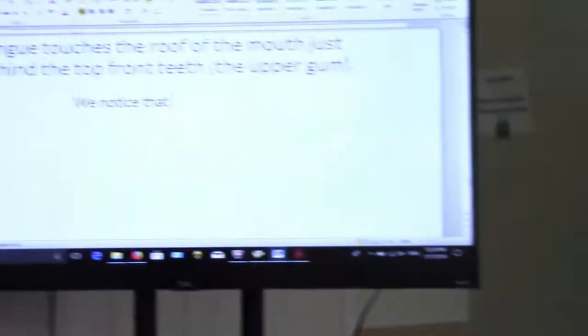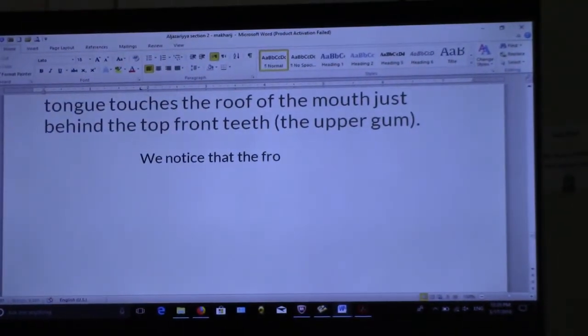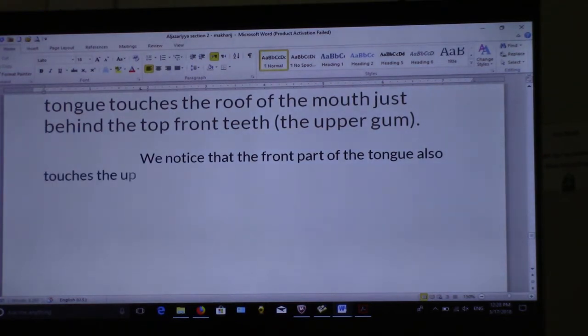We notice that the front part of the tongue, I know I'm not fast in typing, guys. I did not take any course in it. We notice that the front part of the tongue also touches what? The upper front teeth from inside.